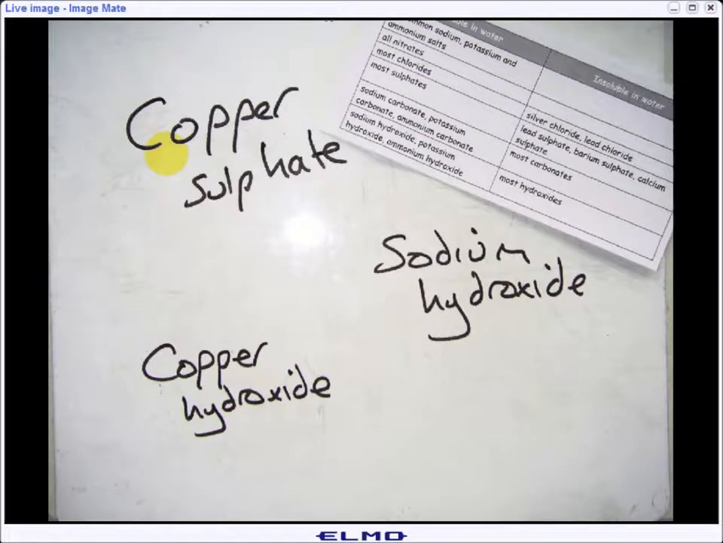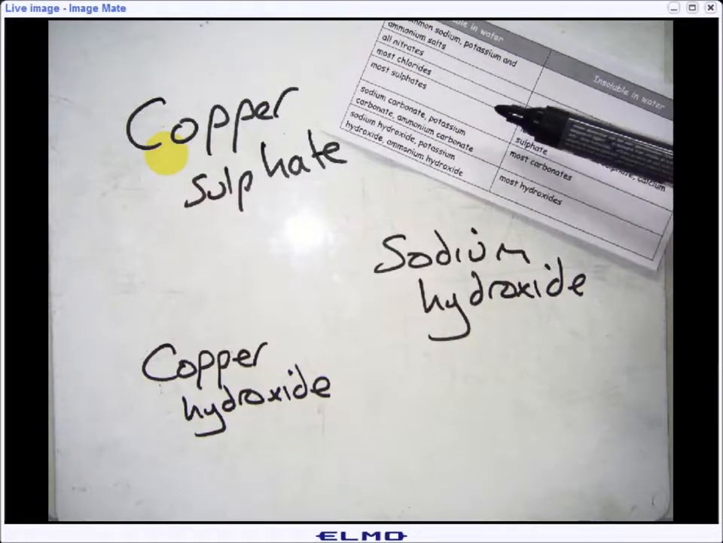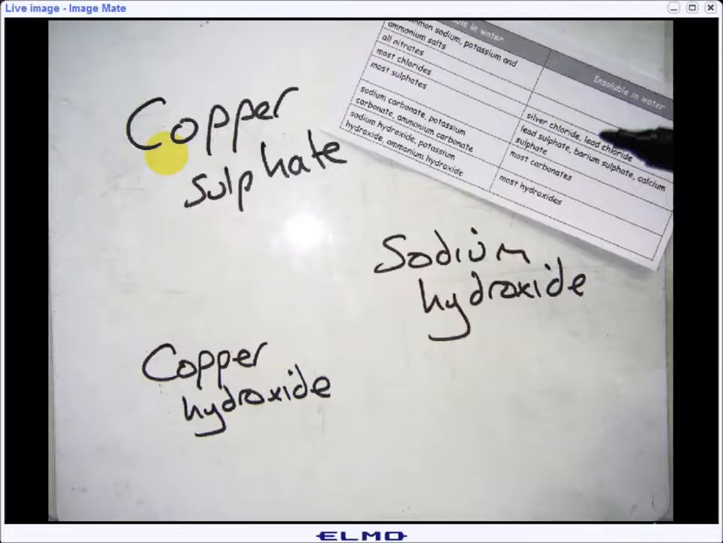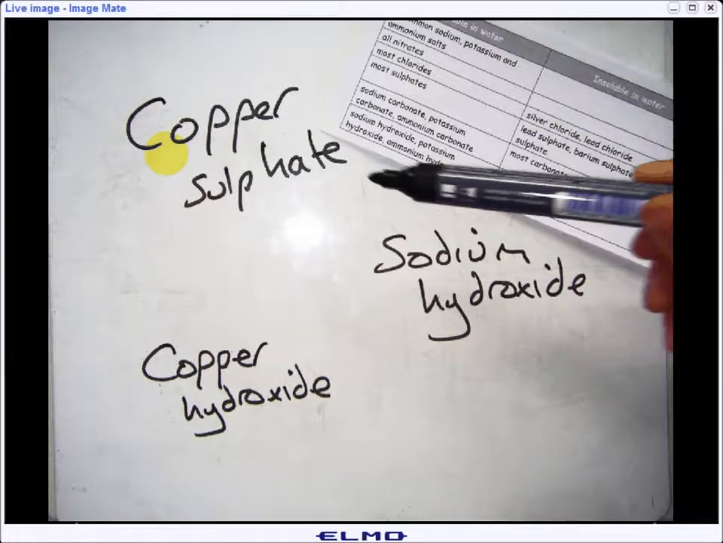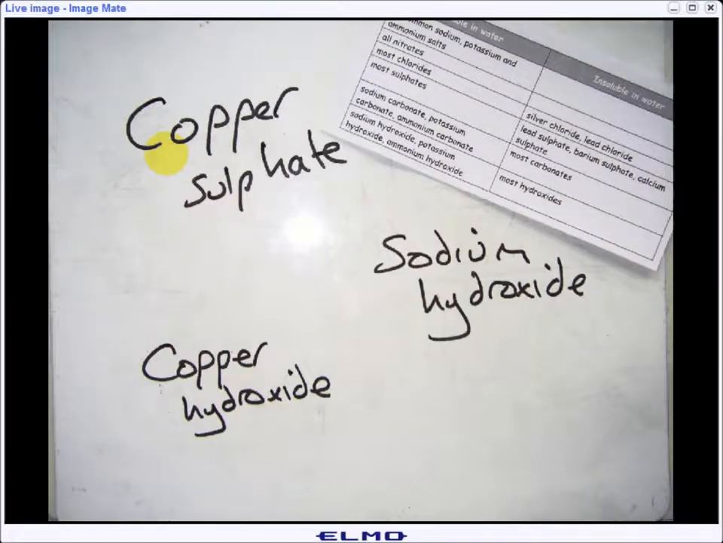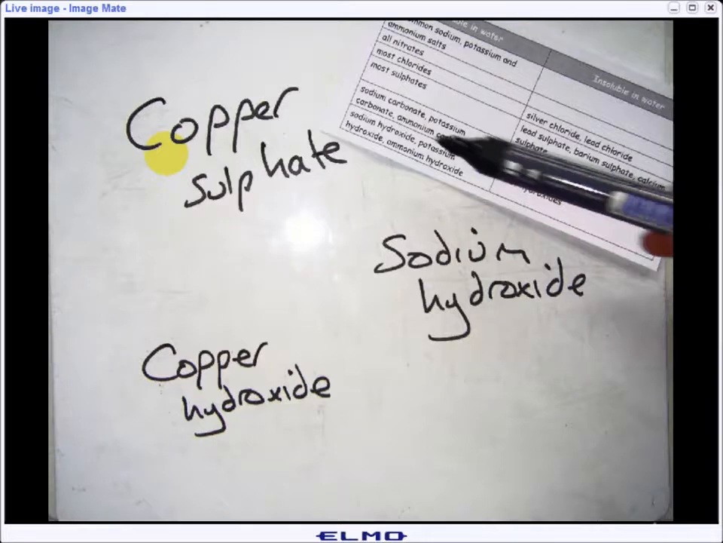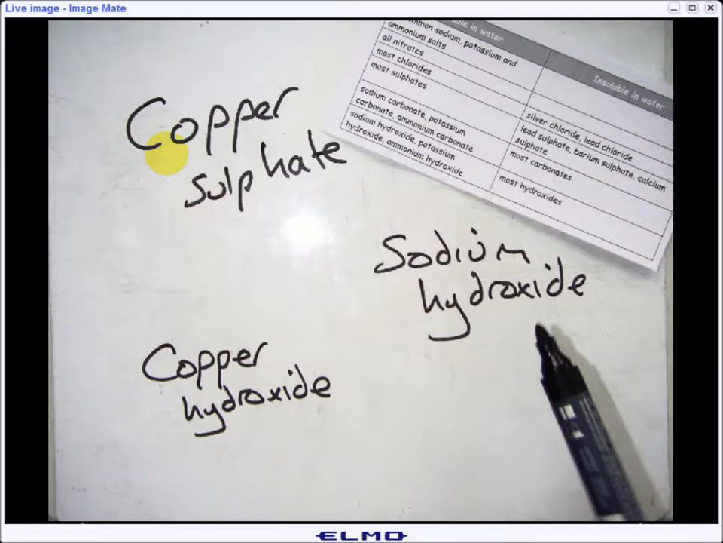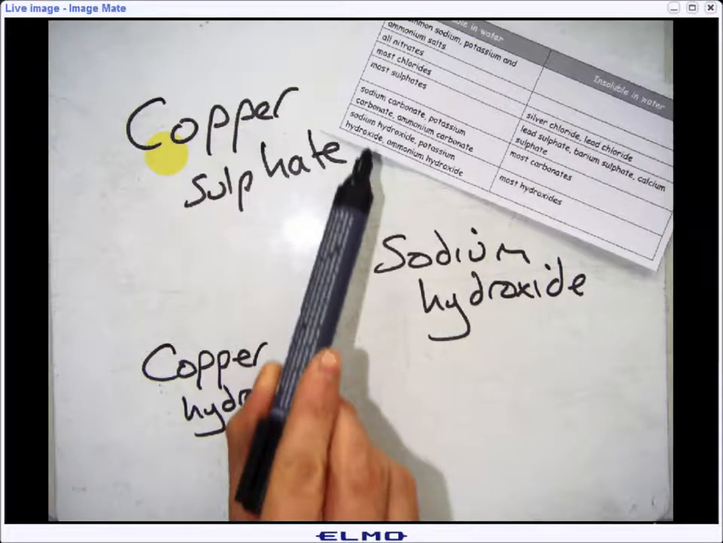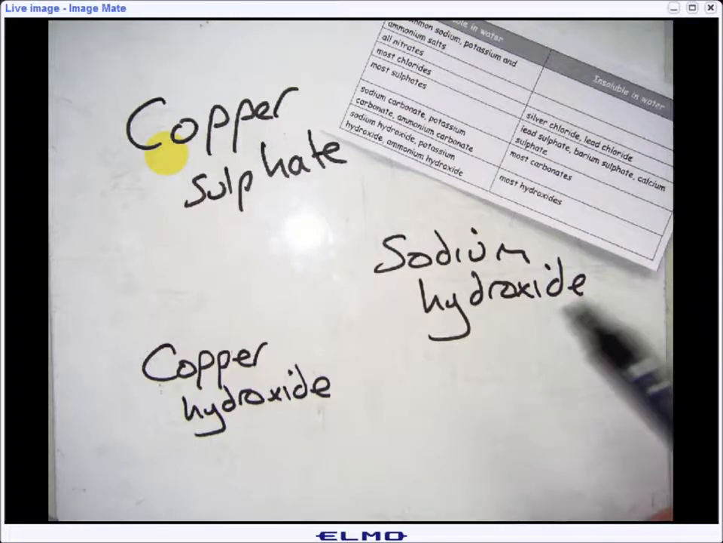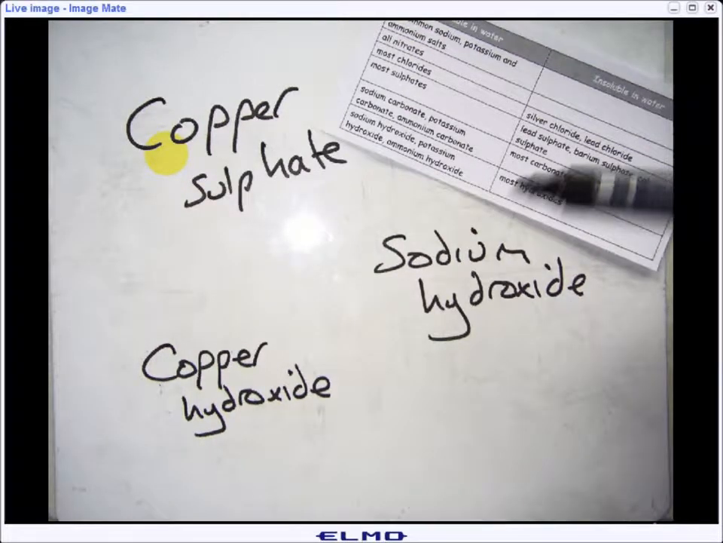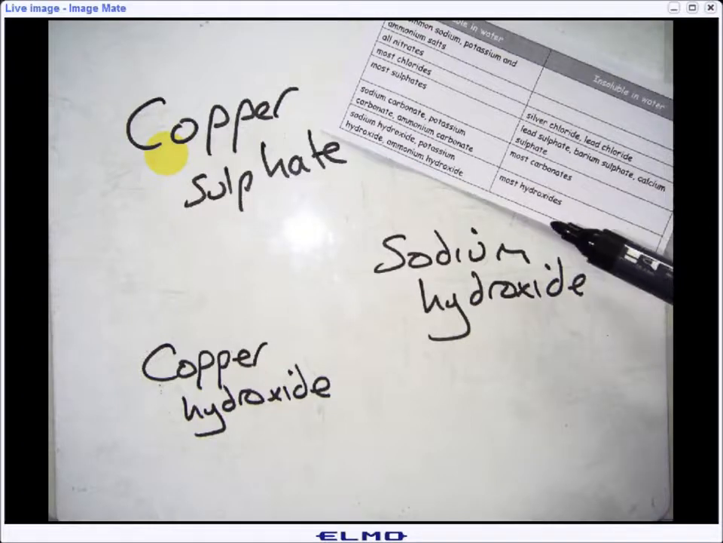So have a look down your list for the sulfates, and you can see that most sulfates are soluble in water except for lead sulfate, barium sulfate and calcium sulfate. That means that copper sulfate is soluble. If we have a look at sodium hydroxide, most hydroxides are insoluble in water except for sodium hydroxide, potassium hydroxide and ammonium hydroxide. Therefore, sodium, being one of the exceptions, is soluble. Copper hydroxide, however, is insoluble.